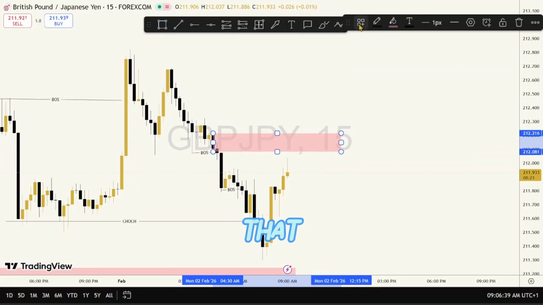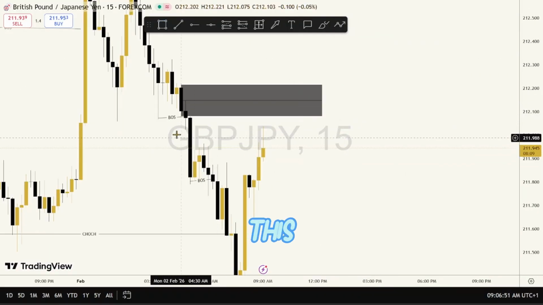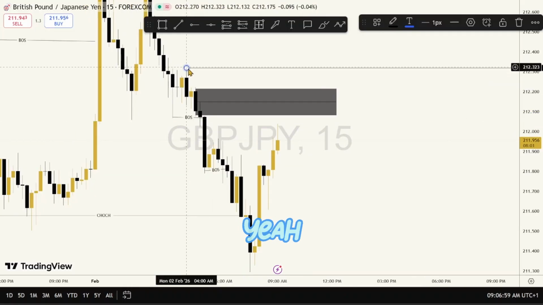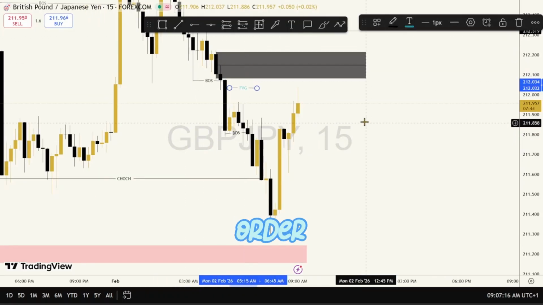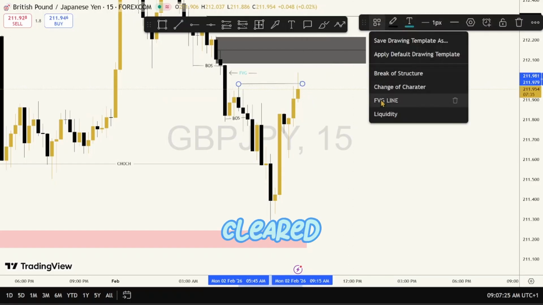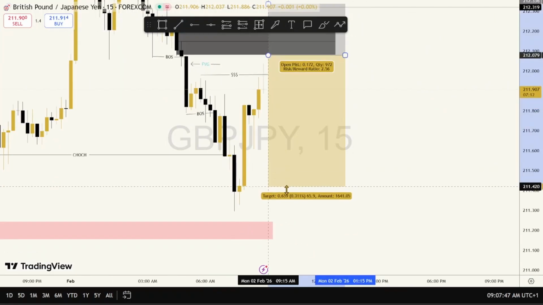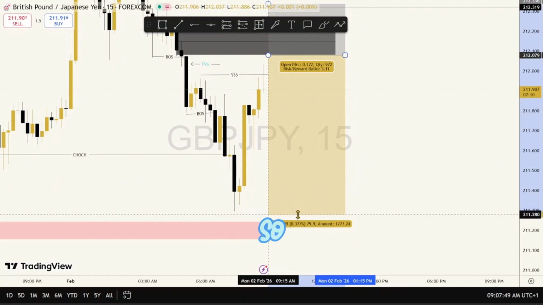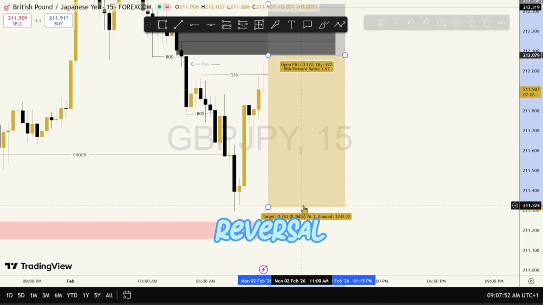Then this break of structure to the downside before the change of character. So after that, I saw this as my entry point here. Then I mapped out the other block, saw the FVG, looked for liquidity, and I saw that liquidity had been cleared. So that was what made me more confident to take that trade. So I targeted the next reversal point.